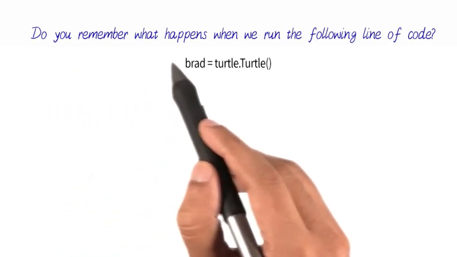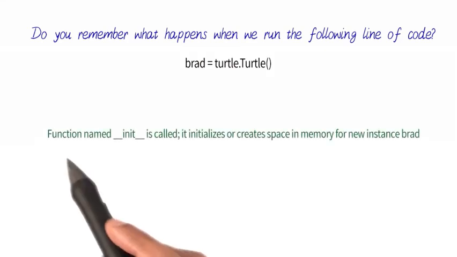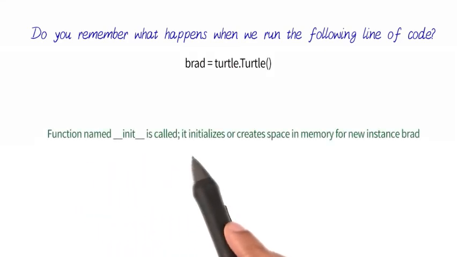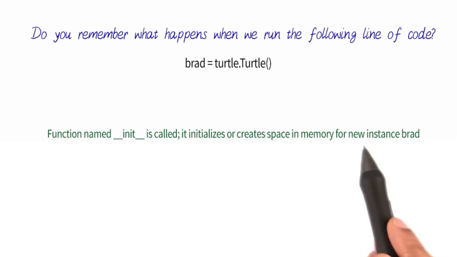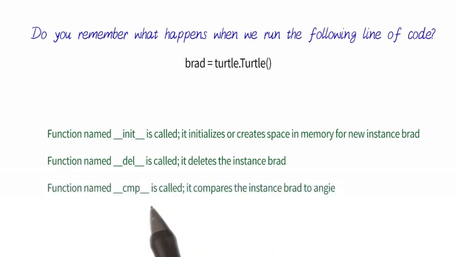Do you remember what happens when we run the following line of code? Here are some answer choices. A function named init is called. It initializes or creates space in memory for the new instance Brad. Or a function named del or del is called. It deletes the instance Brad. A function named cmp or compare is called. It compares the instance Brad to Angie. Or I don't know. Tell us what you think.